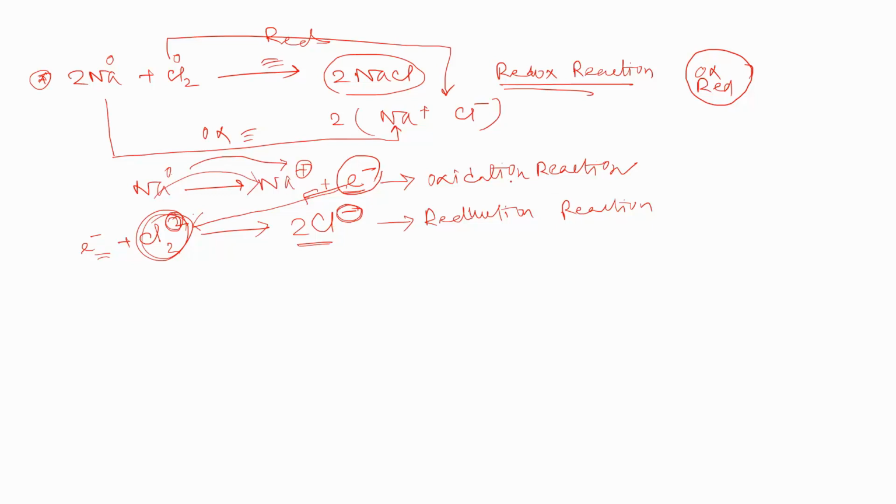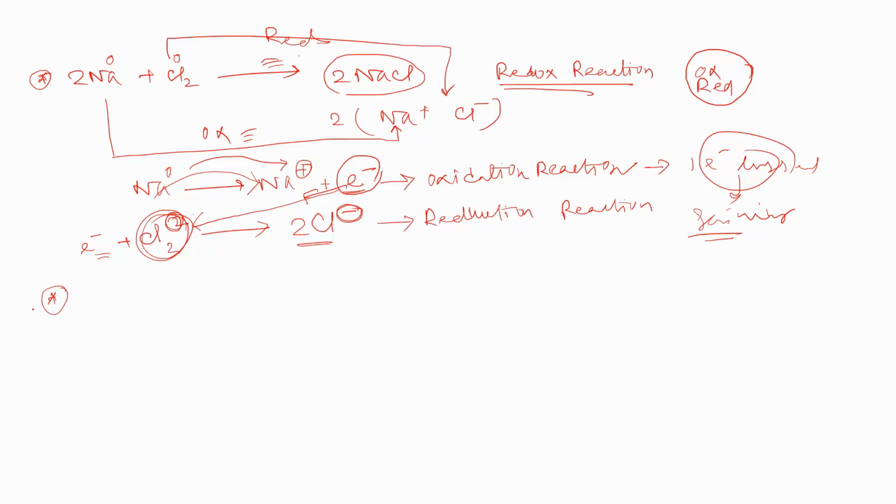So actually, in this oxidation reaction, one electron is lost and this one electron is gained in this reduction reaction. So these are the two reactions, one is the oxidation, another is the reduction. Both reactions are happening simultaneously, so it is a redox reaction.